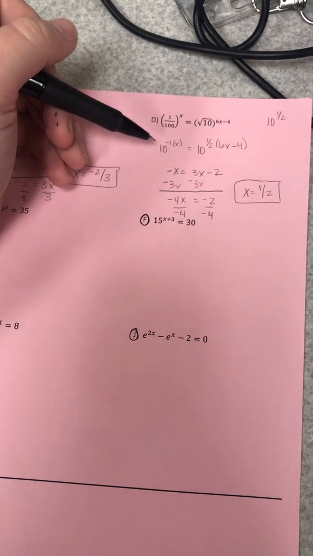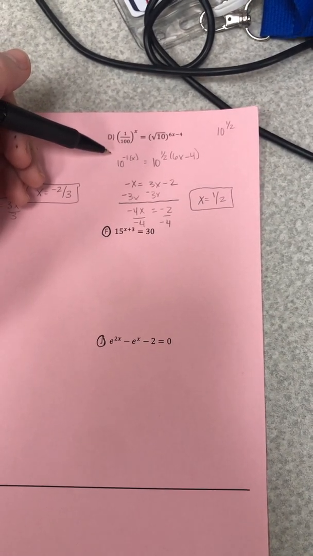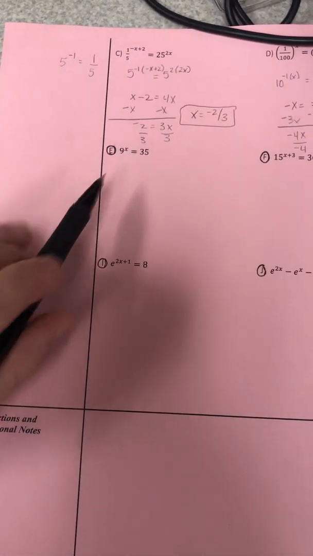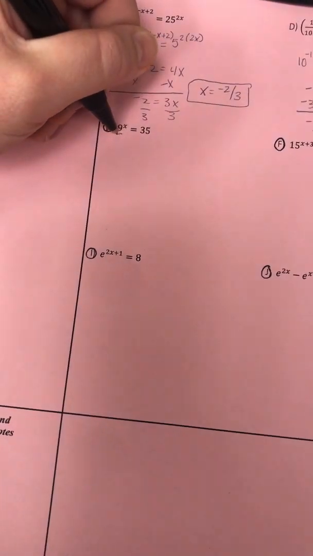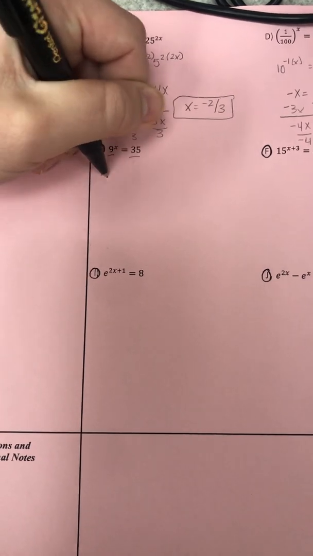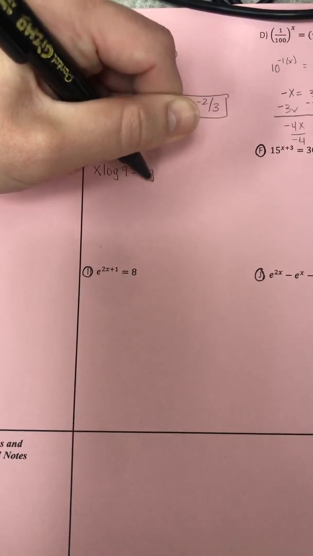I'm just double checking my work here. Looks good, looks good, looks good. All right, let's go on to E. 9 and 35 don't share anything in common as far as their bases go. So we'll move this x to the front, and we're going to write x log of 9 is equal to log of 35.